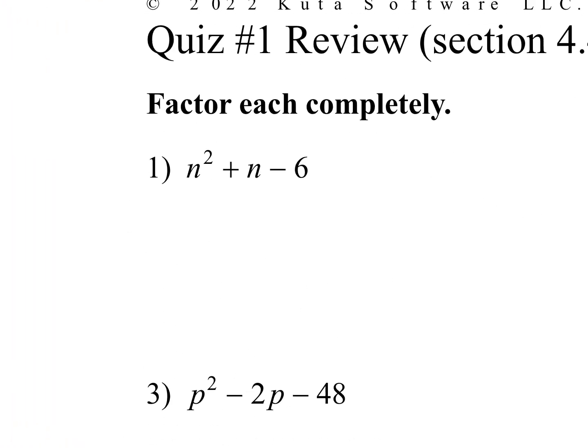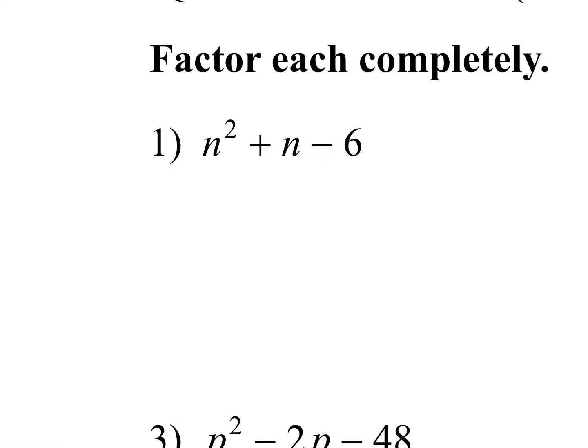So starting with number 1. Daniil, what are 2 factors of -6 that add to 1? 2 and 3. Which one's negative? 2. Awesome. So since it's a positive 1, that means the bigger number is positive. So we have n minus 2, n plus 3.